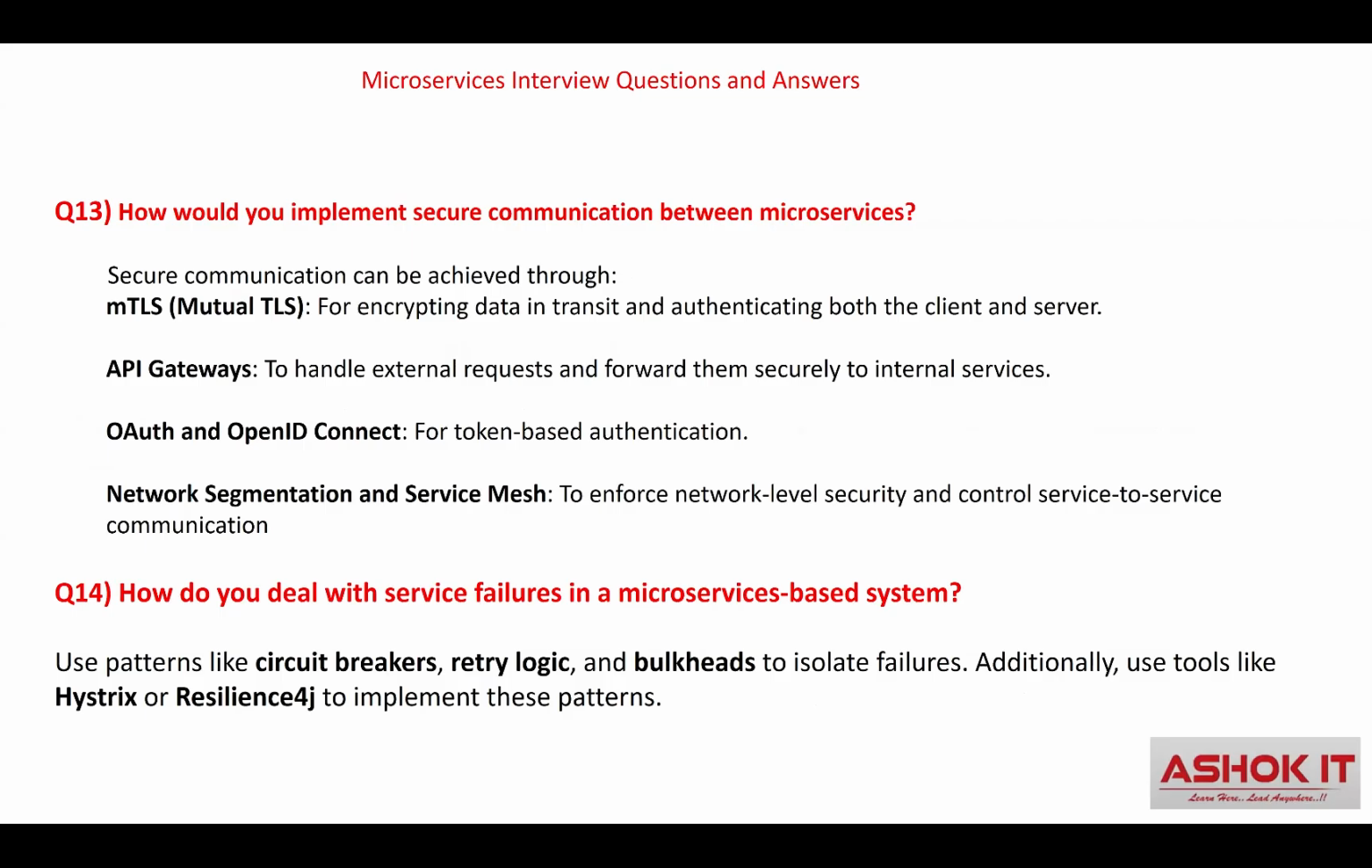After that, how do you implement secure communication between microservices here? So, TLS, which is HTTPS communication, where we are encrypting the data and authenticating client and server, API gateways, and OAuth, something like OpenID Connect for token-based JWT, and network segmentation and service mesh, something like that.